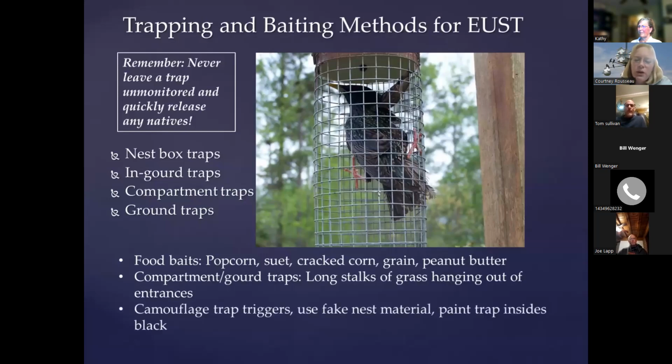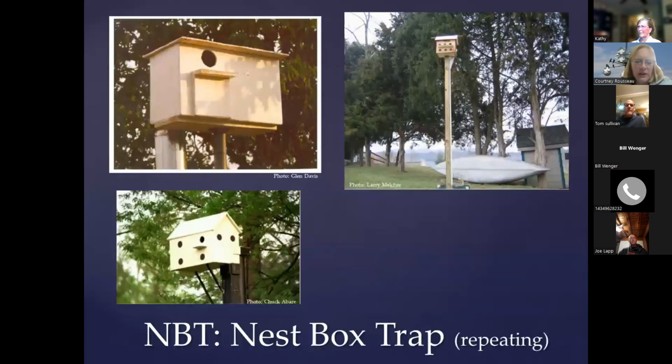Another thing that's useful when you're trying to trap starlings is to camouflage the trap triggers. And you can do this by putting a little bit of fake nest material over top of it. And you can paint the trap insides black so they're harder to see. Starlings are attracted to large, dark cavities. And this makes it bad if you have a big wooden martin house with big, dark cavities. They're more inclined to come check it out, but you can use that to your advantage when you're trying to trap them. So let's talk about that just a little bit.